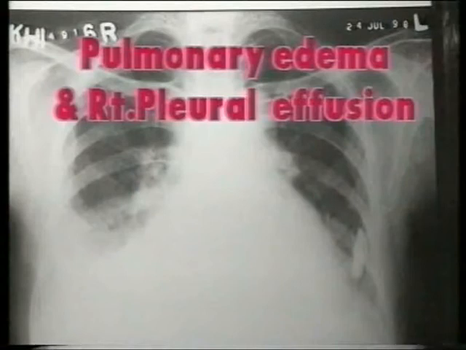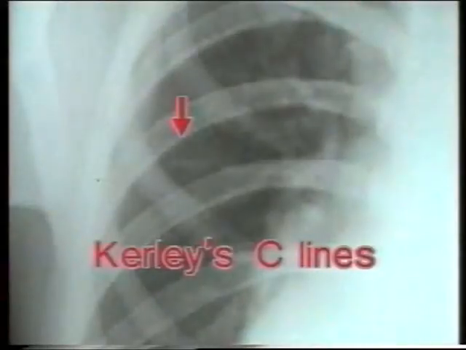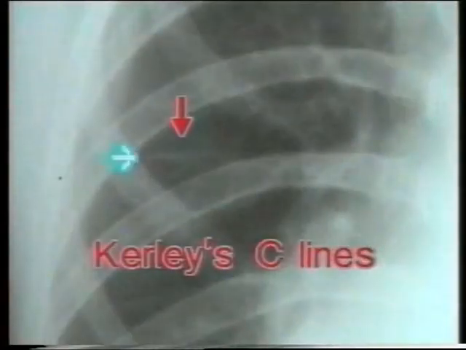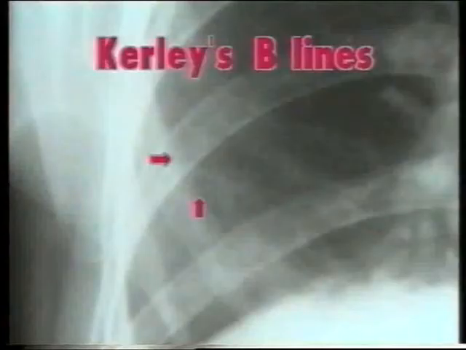Now we will have a look at the Kerley lines or lymphatic lines. Note this thin line in the mid zone. This is a Kerley C line. And this horizontal lymphatic line 2 centimeters long above the right costophrenic angle is Kerley B line.